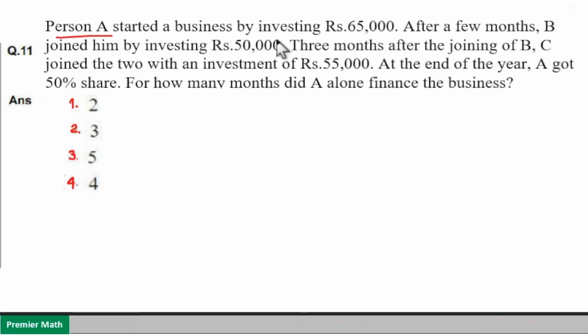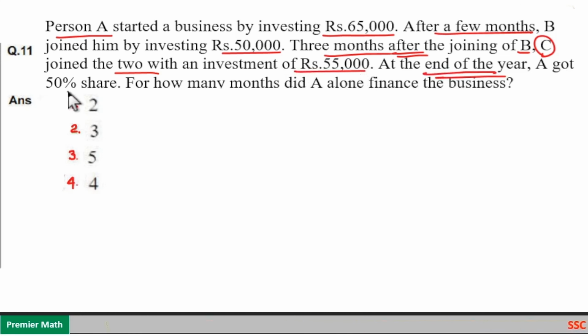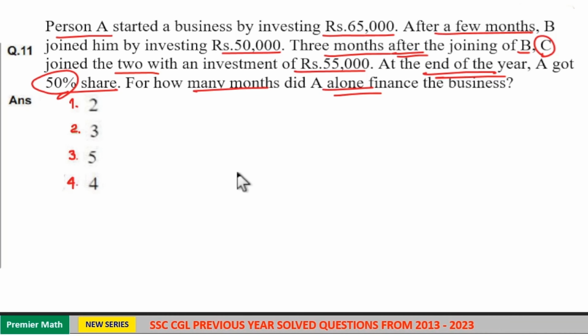A person A started a business by investing rupees 65,000. After a few months, B joined him by investing rupees 50,000. 3 months after the joining of B, C joined the two with an investment of rupees 55,000. At the end of the year, A got 50% share. For how many months did A alone finance the business?